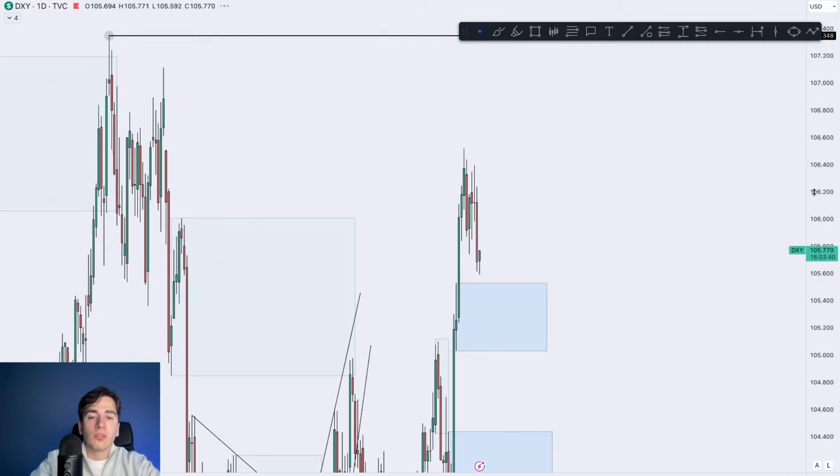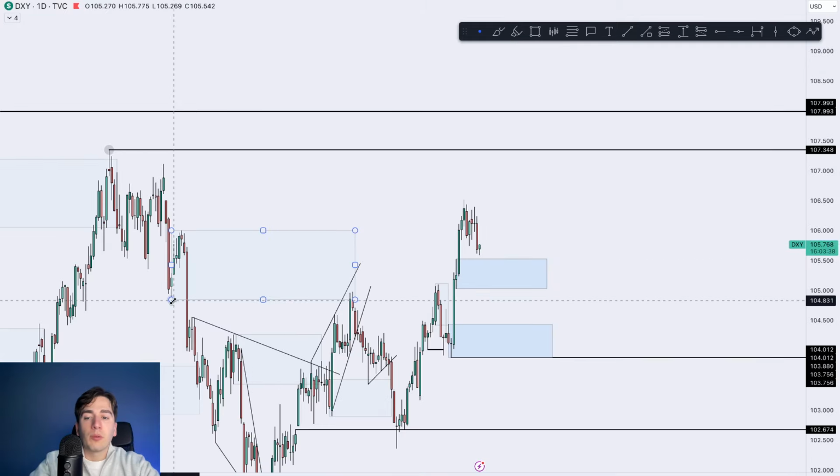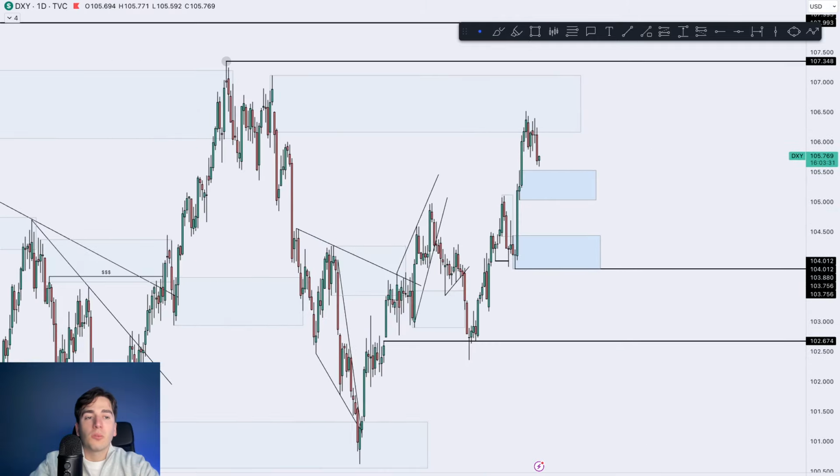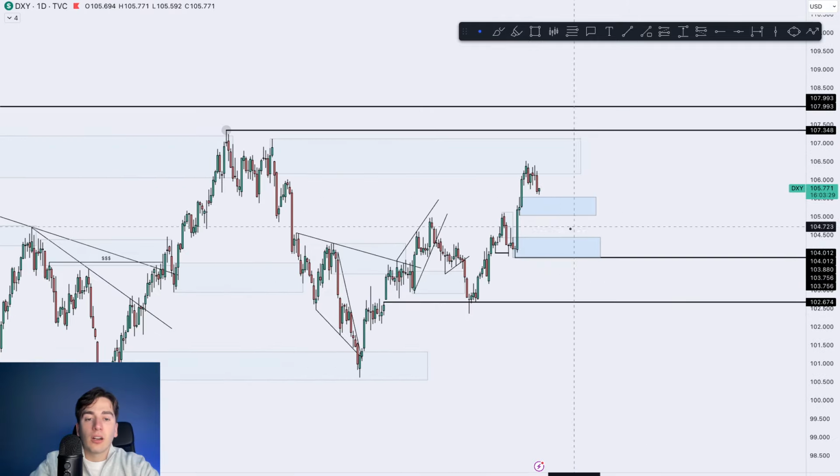Now going to the dollar index overall, obviously we're now reacting to this order block over here, which is causing the market to push down a little bit, but we are still bullish and we're still creating higher highs and higher lows.